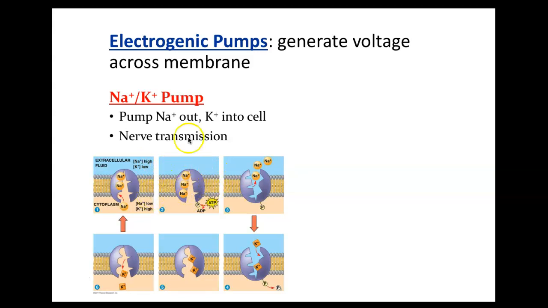So then when a sodium channel opens, when you have an action potential and the sodium channel opens, those sodiums are going to rush into the cell, creating the action potential and the signaling that moves down a neuron. So those are really important.